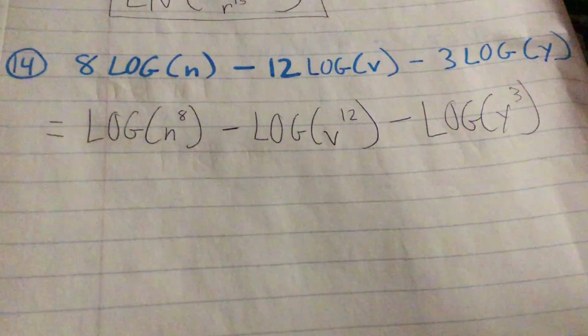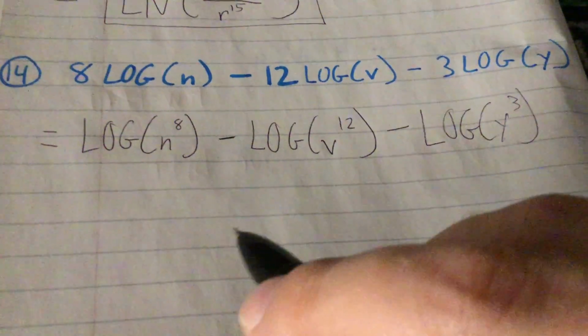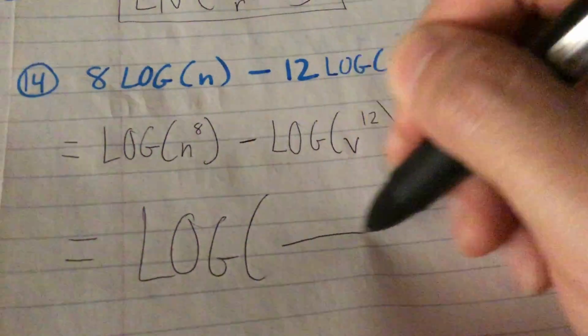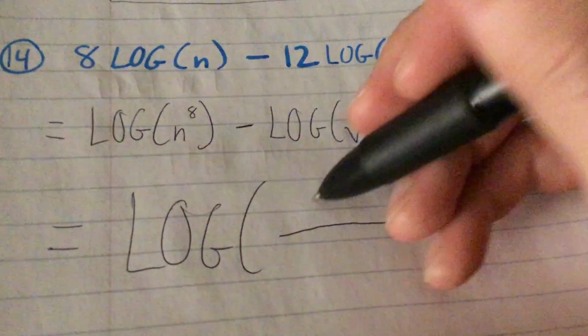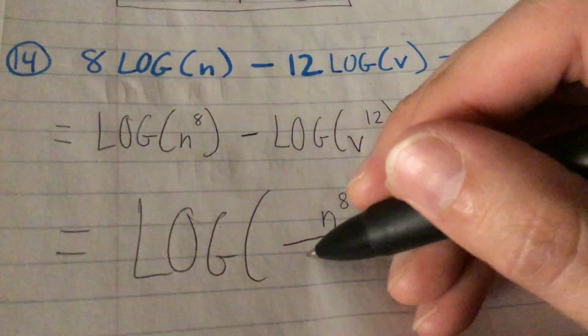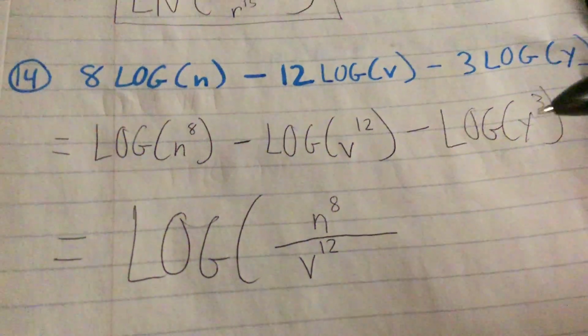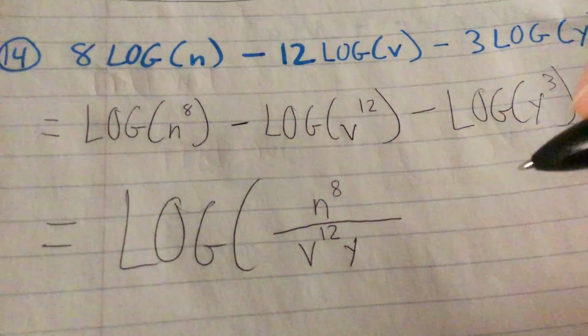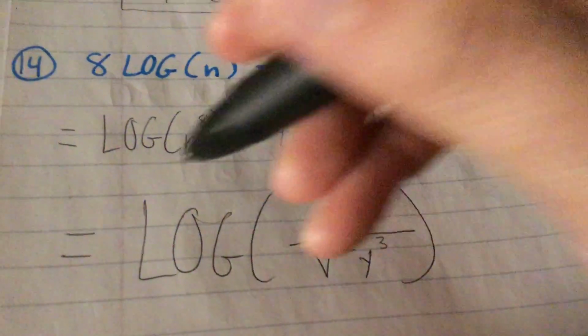All right, now, what's my big tip? You can use quotient difference. I don't want anybody getting confused, though. Positives on top, negatives in the denominator. So that becomes the log, okay, n to the 8th, you go on top. V to the 12th, you're negative, so you go on the bottom. y to the third, you're negative, so you go on the bottom as well. The end. One last problem to go, and then it'll be the end of the video.